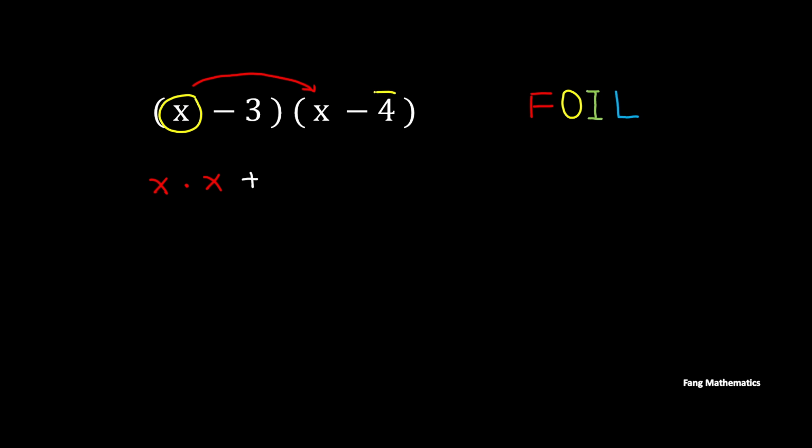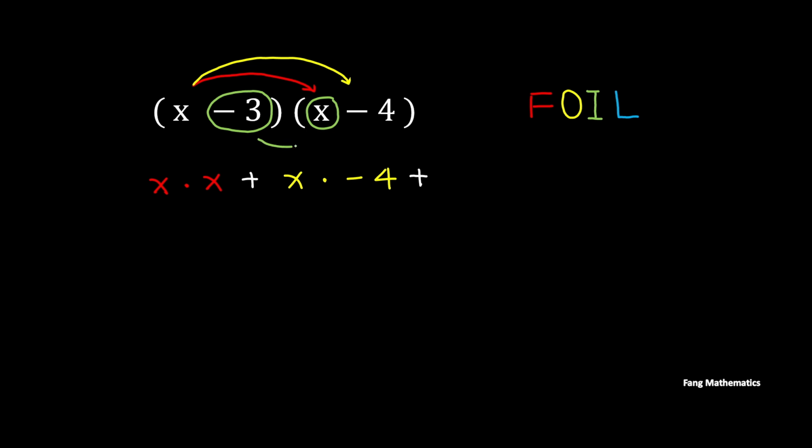That's x, and remember, when there is a minus sign attached, always take the minus sign. So I believe you should get x times minus 4. Next, you have I. I tells you inner, the inner term. So there is a minus sign attached to 3. So you need to take the minus sign with you. Minus 3 times x.